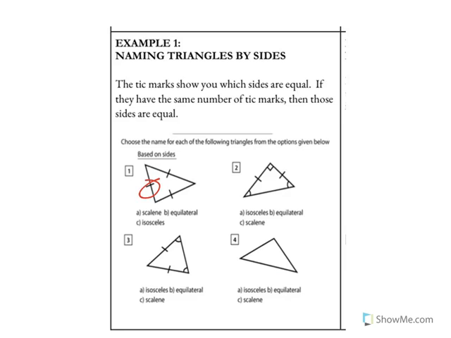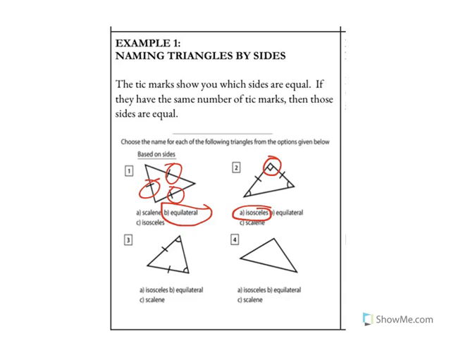I see that all three of the sides are equal, so that's going to be an equilateral triangle. Looking at the next one, I see that I have two sides that are equal because I have two tick marks that are equal. So two sides being equal would be an isosceles. This also happens to be a right angle triangle, but that wasn't one of the choices because we're not doing angles, we're doing sides. If we were naming it by angles, we would use right angle triangle.